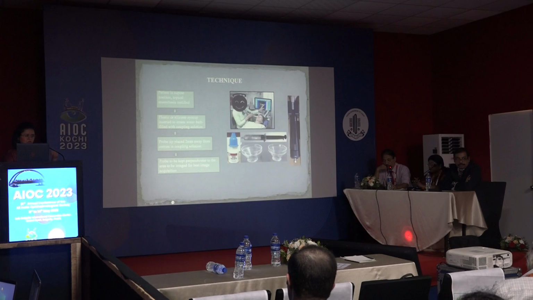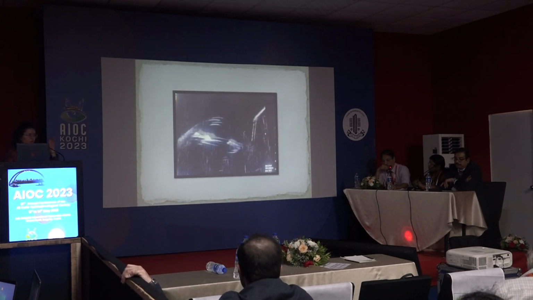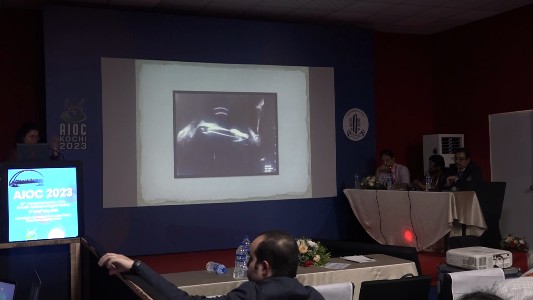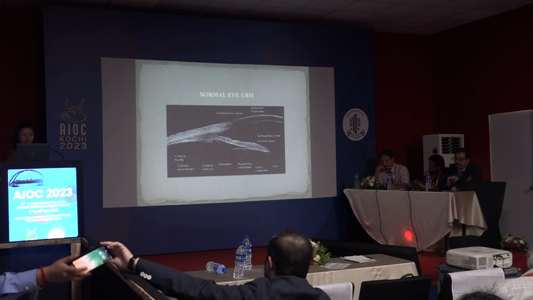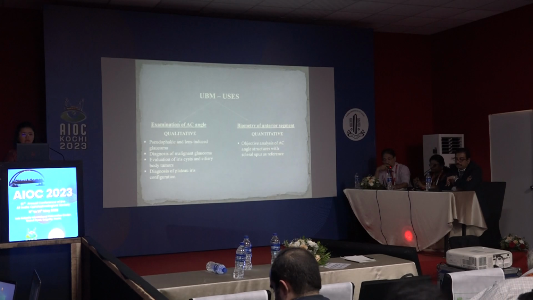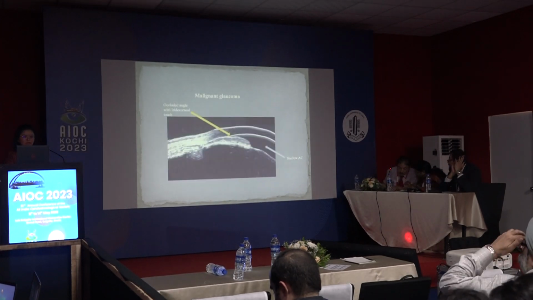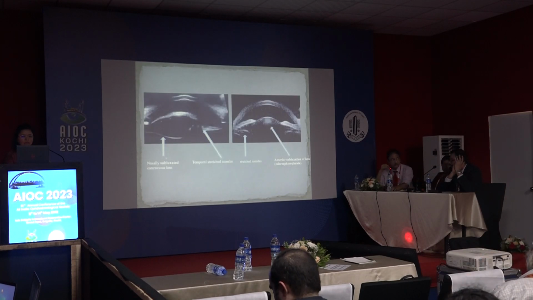You have these cups, you have to put the fluid into them, and then you use these probes, which are 25 megahertz and 50 megahertz. For angle visualization, we are using 50 megahertz, and only a quadrant of the angle is seen. You can't see the 360-degree angle in this. It only visualizes one part of the angle. The most important advantage of this is that visualization of structures posterior to the iris pigment epithelium, including the ciliary body, can be done, which cannot be done with ASOCT. Again, similar to ASOCT, it has qualitative and quantitative estimation, and there are various examples.